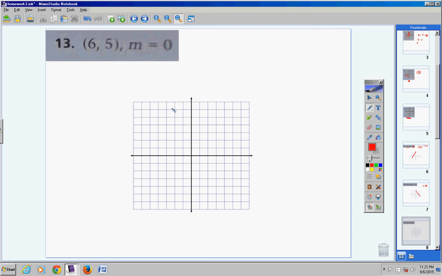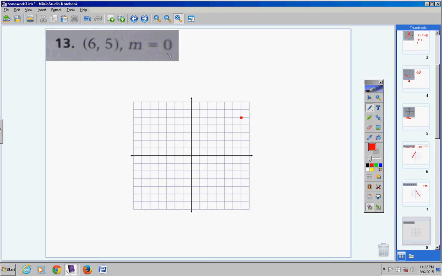Number 13. Now, first of all, my point is (6, 5), so I go over 6: 1, 2, 3, 4, 5, 6, up 5: 1, 2, 3, 4, 5. Now, if that had been a negative 6, then I go 6 to the left, then up 5, okay? So watch your signs. So positive 6, positive 5.